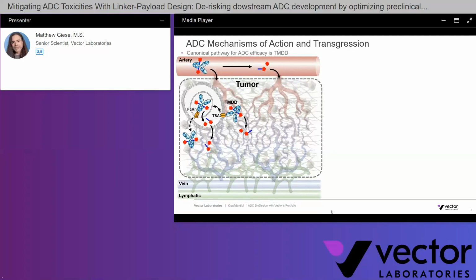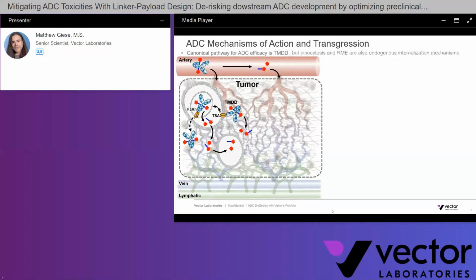The payload itself can also undergo efflux from the targeted cell, either by passive diffusion or by active PGP-mediated transport, and this can decrease efficacy. Sometimes, because tumors are heterogeneous and they have cells that don't express the targeted antigen, the extracellular payload can diffuse into these antigen-negative cells to increase efficacy via the bystander effect.